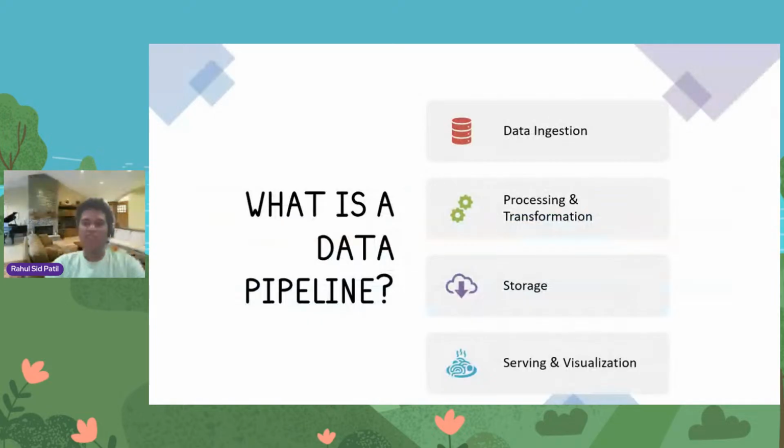A data pipeline is a system that ingests, processes, transforms, stores, and serves data. It typically has four stages: data ingestion, where it collects data from different sources like APIs, files, or databases. Processing and transformation, cleaning and shaping the data, maybe removing duplicates, changing formats, or applying business rules. Storage, storing the processed data in databases or cloud storage systems. Serving and visualization, making data accessible to dashboards, analytics tools, and downstream services.